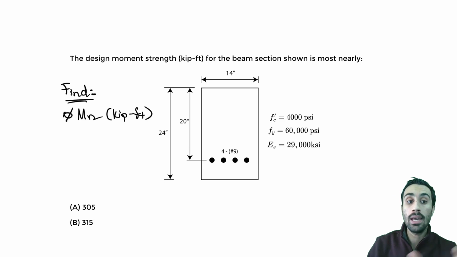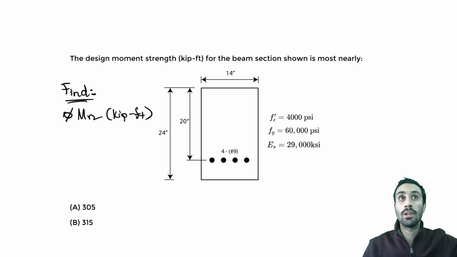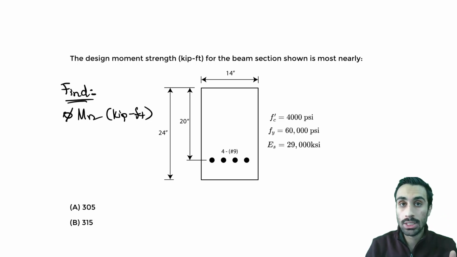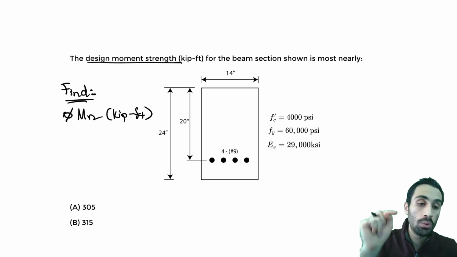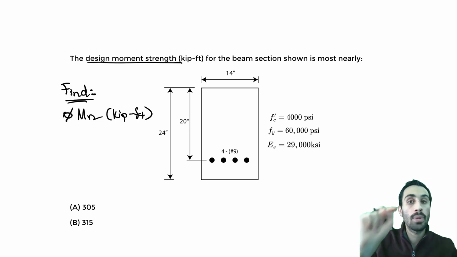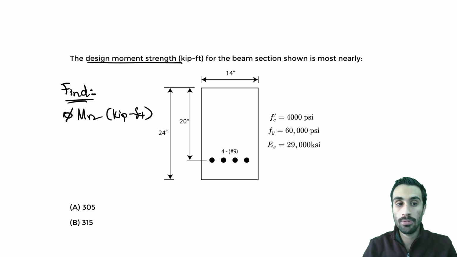So we know here phi Mn. Phi is going to be like your safety factor or resistance factor times the nominal moment. So we always include the resistance factor when you're finding the design. Anything design, include your resistance factor. Multiply it by the nominal moment. This is what we're finding.